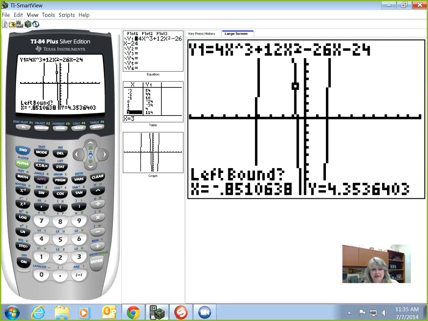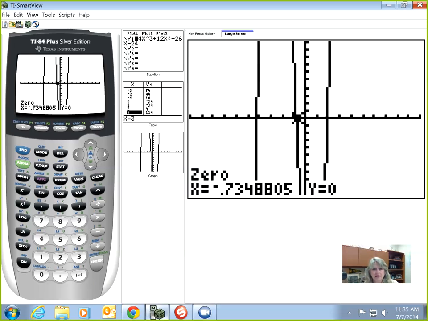I'm on the left side of that x-intercept. Press enter. And then go to the right side. So cursor to the right a little bit more. There we go. Now the y value is negative. Press enter. We don't want to guess, so press enter again. So the next intercept is about negative 0.735.